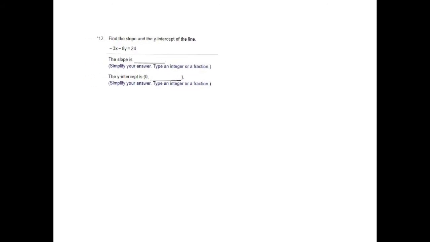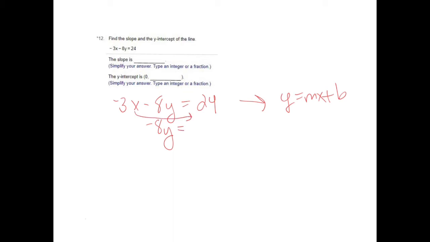Number 12 asks us to find the slope and the y-intercept of the line. I think probably the easiest thing for this is to take this equation, -3x minus 8y equals 24, and put it into slope-intercept form. And then we'll be able to answer those two questions. So I'm going to leave the -8y where it is. I'm going to bring the -3x over. It will become positive. I'm going to divide everything by -8.